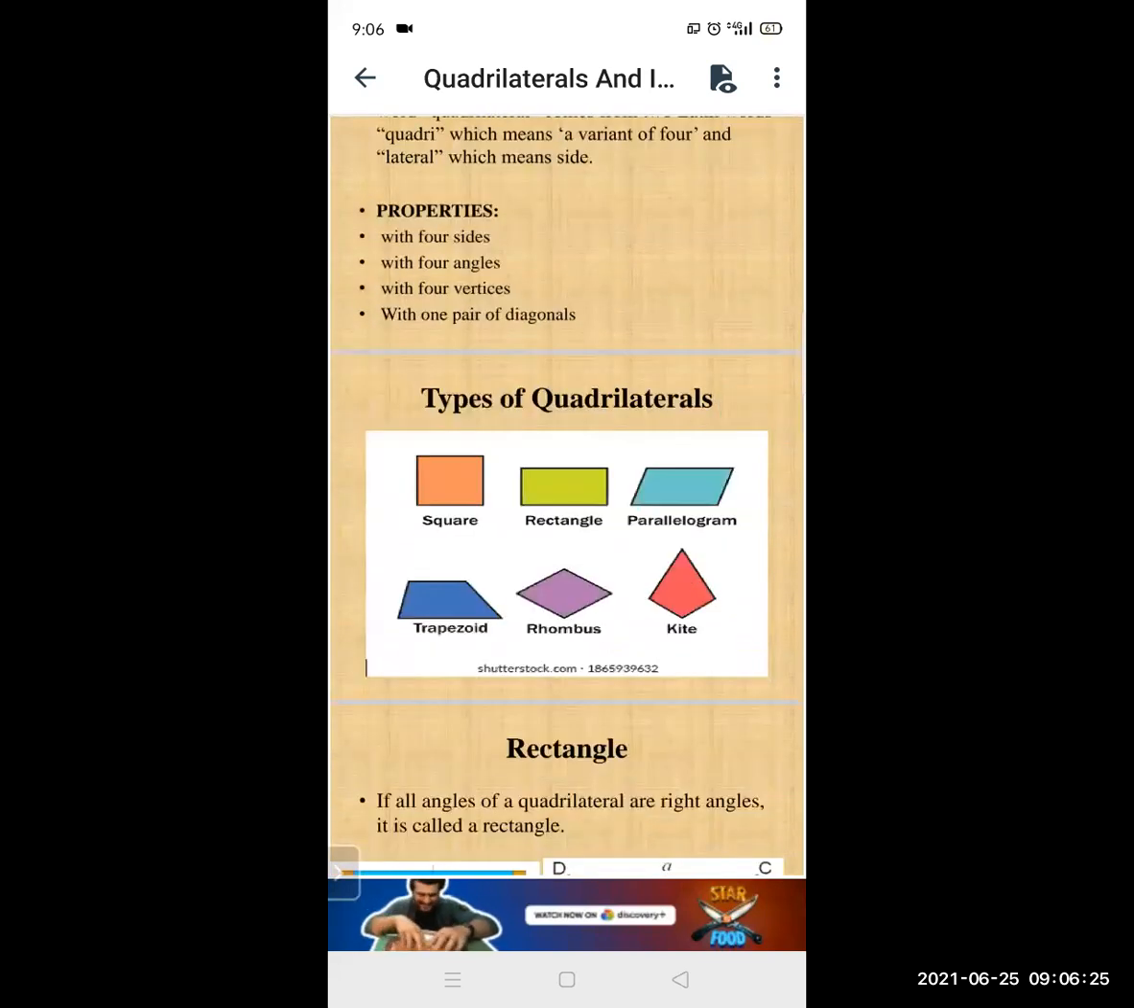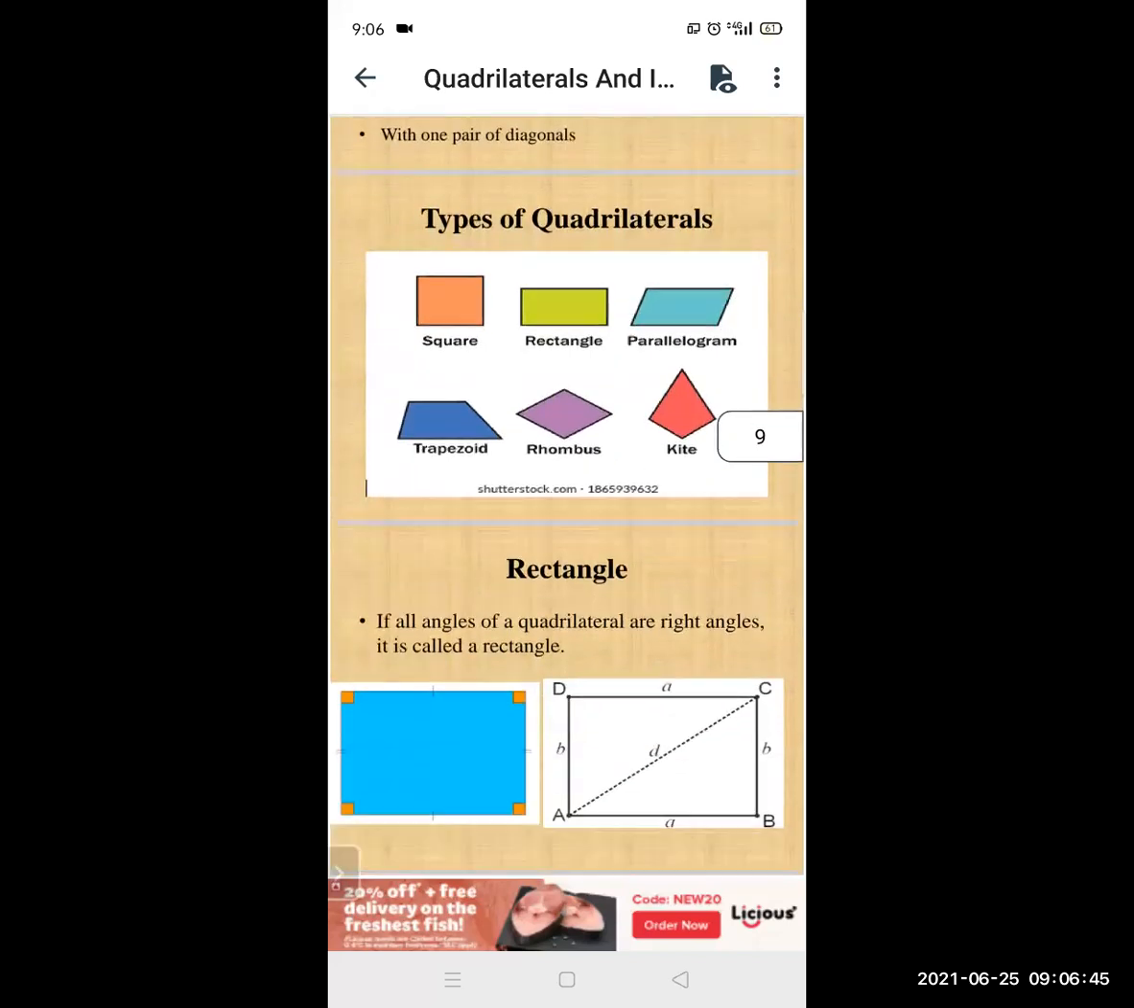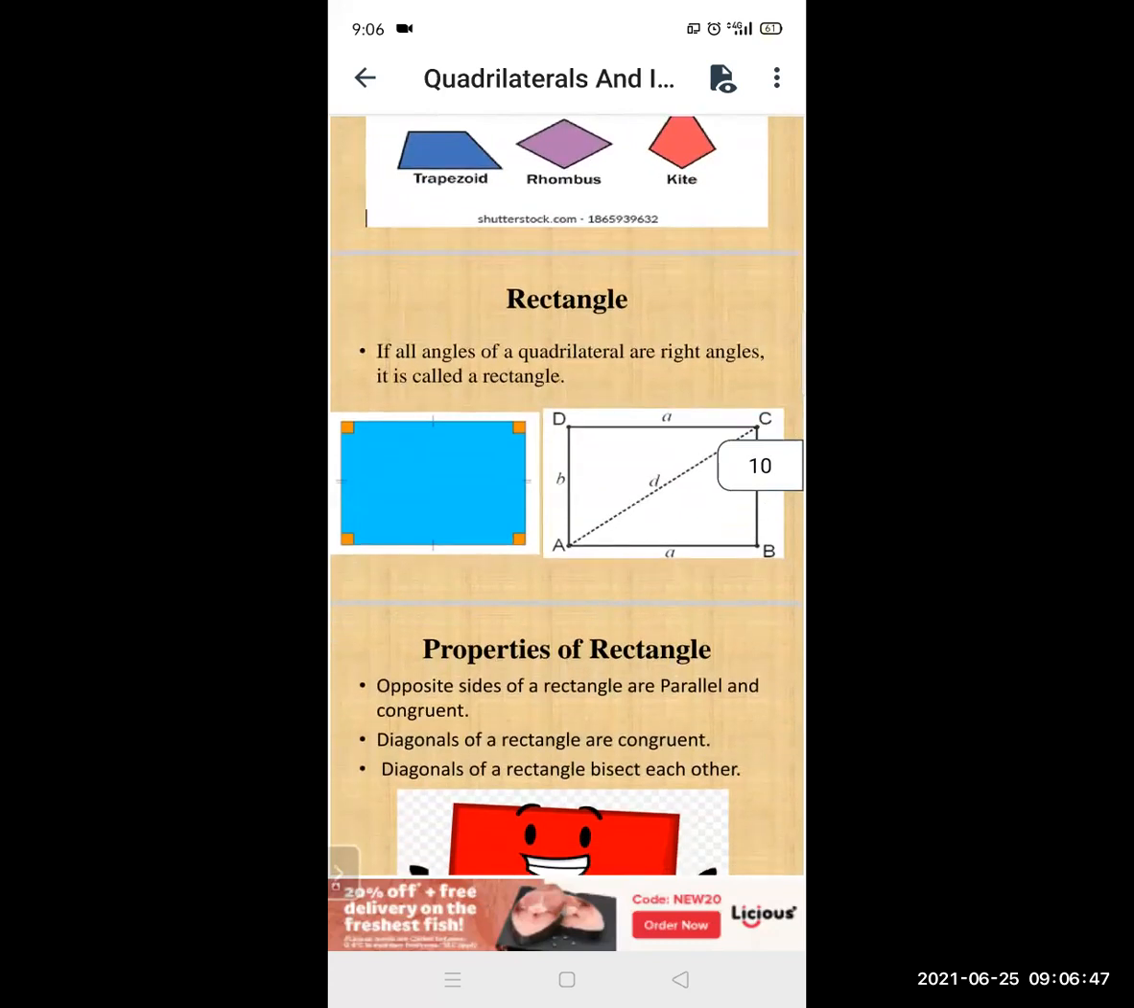So what are the types of quadrilaterals? Here it is given: square, then rectangle, then parallelogram, then trapezoid, rhombus, and kite. So these are 6 types of quadrilaterals which we are going to see here one by one. Let us start with the rectangle.